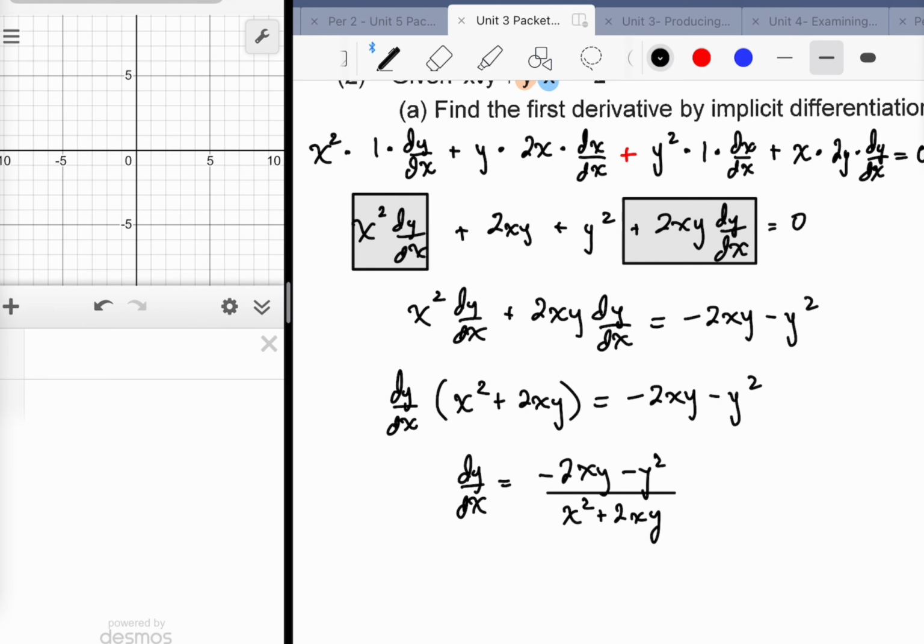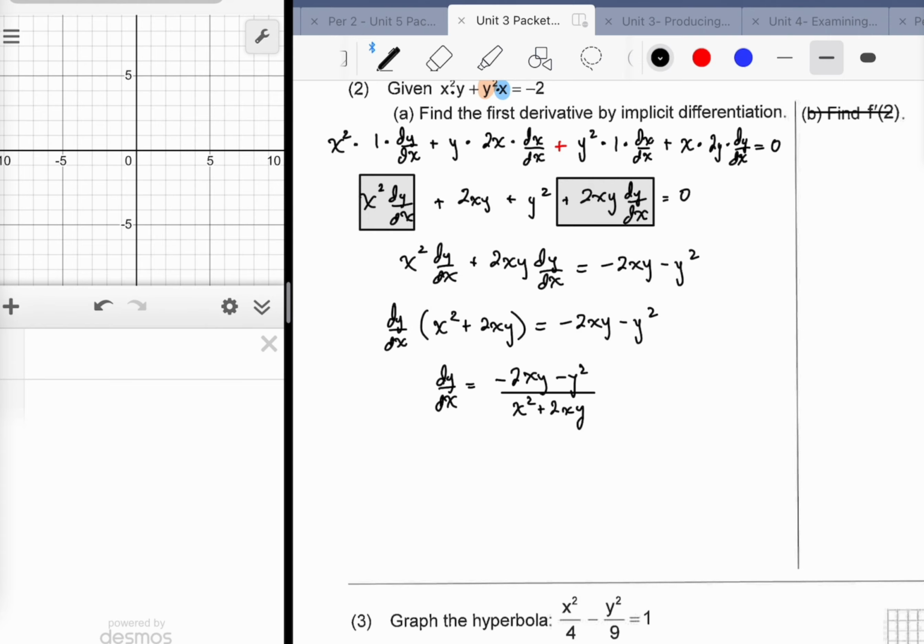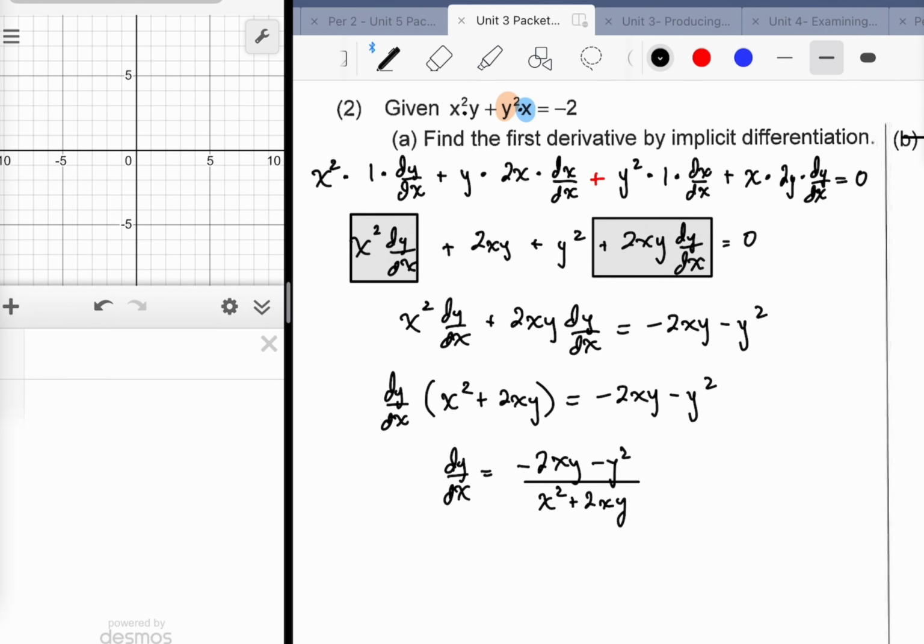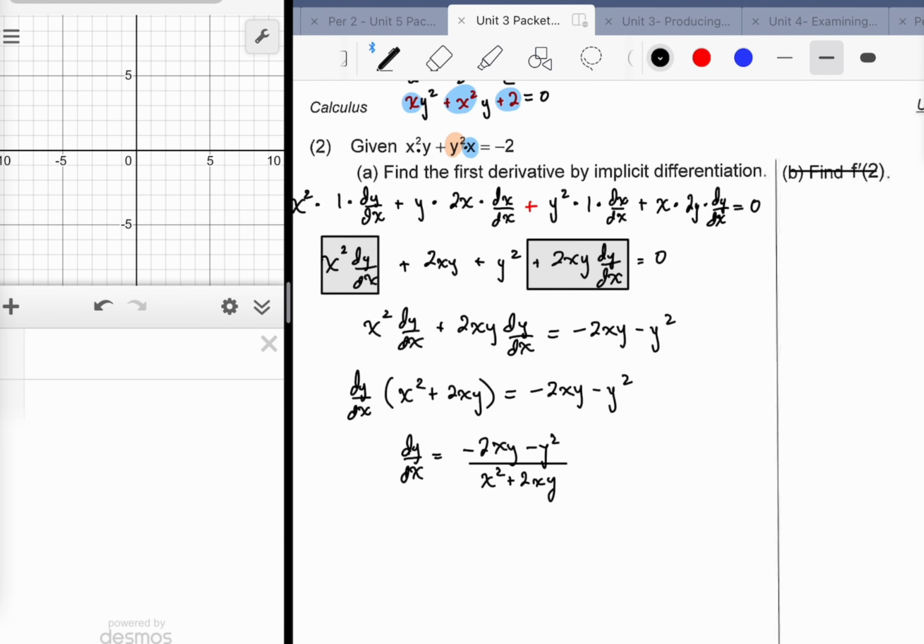That's a fun one, obviously. Tomorrow I'll show you how to take the second derivative using implicit differentiation. And if I remember, I'll do it with this problem. That'll be the new part B. Find the second derivative. All right, so more on that later.